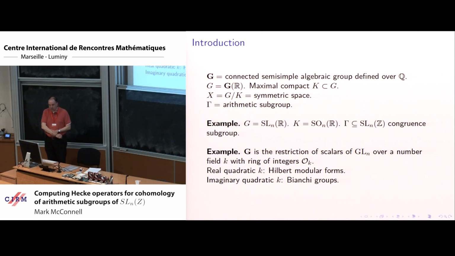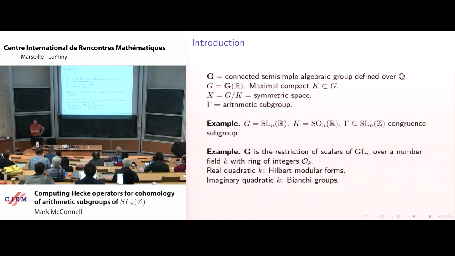So the main example today will be, the group is SL_N(R), of course, K, the SO(N), is the maximal compact, and gamma is a congruence subgroup. But from time to time, I'll also be addressing the question where G is the restriction of scalars of GL_N over a number field with ring of integers O_K. Yeah, I just said semi-simple.